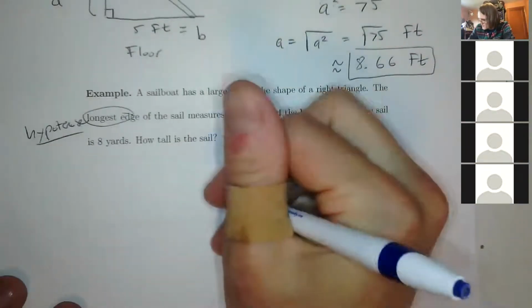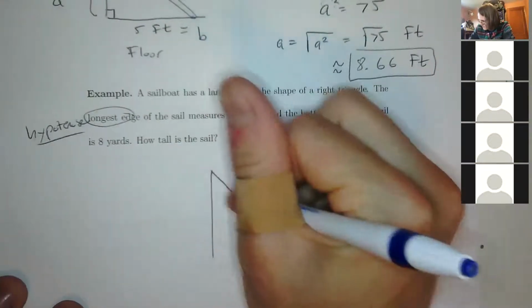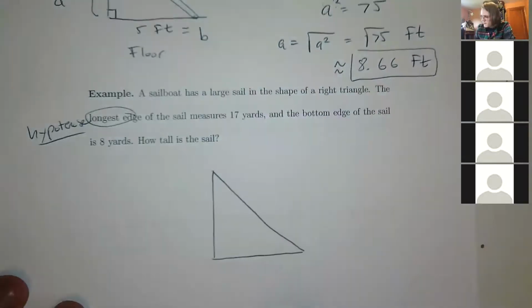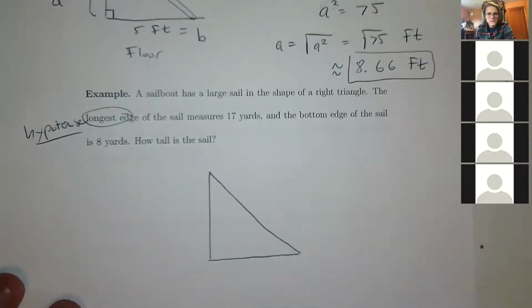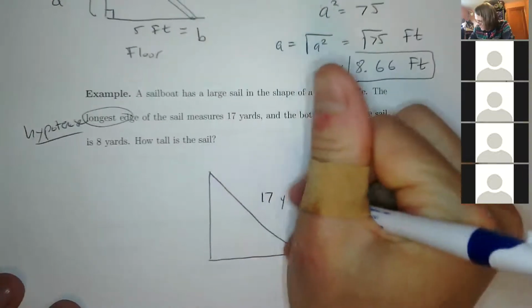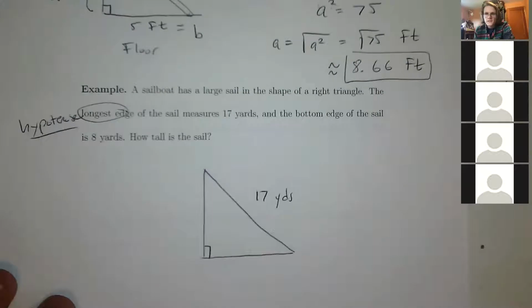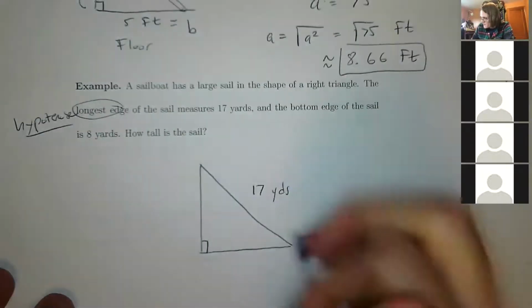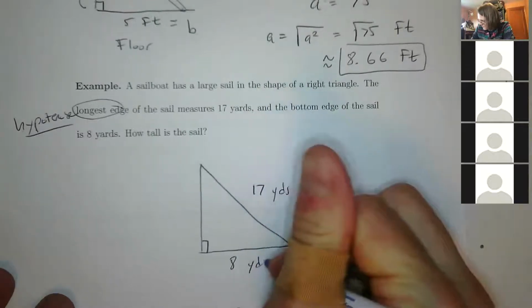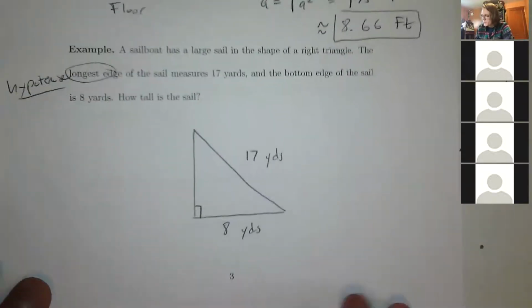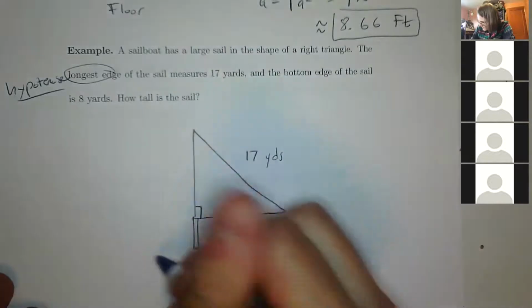So what it's saying is that it looks like this. So it's a right triangle. The longest edge is 17 yards. So that's the longest side. And again, it's going to be opposite the 90 degrees in your triangle. And then the base, or the bottom edge of the sail, is 8. So down here is 8 yards. Right? So presumably my sailboat looks something like this.